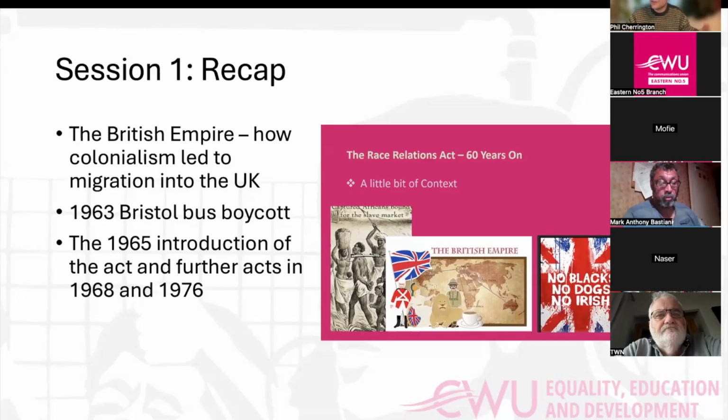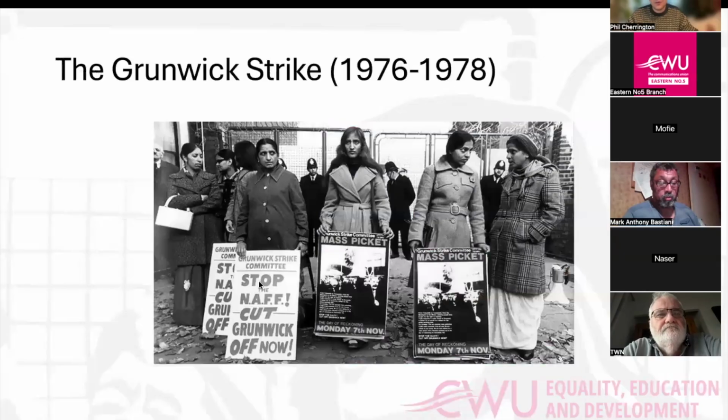This session will continue those themes, and focus on the Grunwick dispute and the significance of it. We'll be focusing on Grunwick, dates 1976 to 78. So it shows how things have developed in the 10 years since the introduction of the Act.